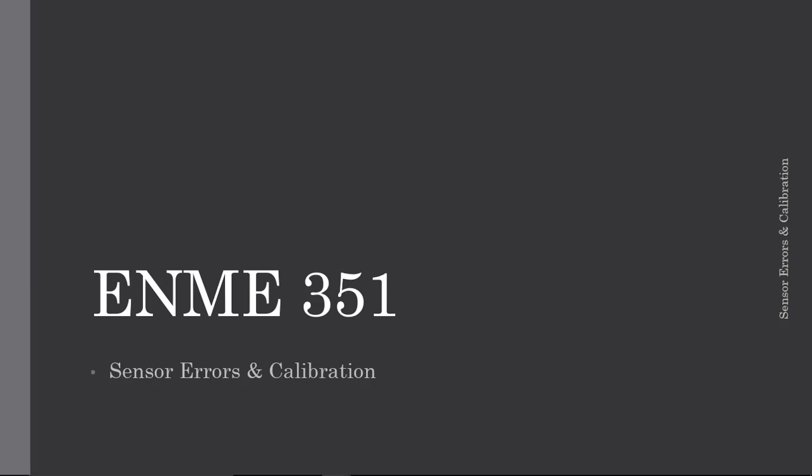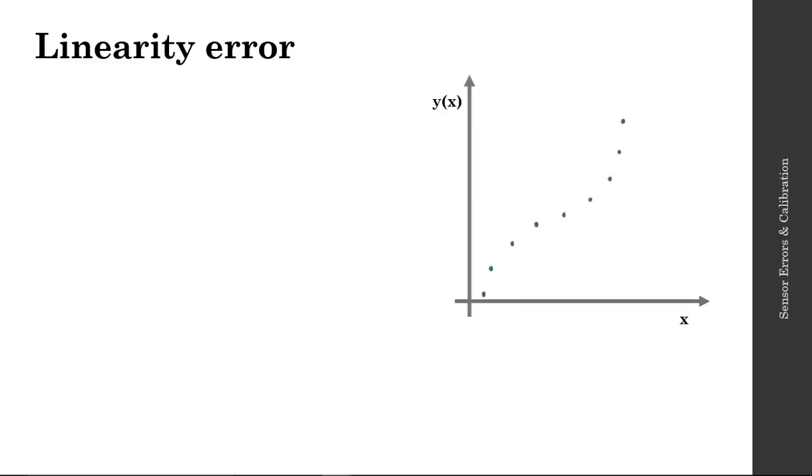Welcome to the third of our three-part installment on sensor errors and calibration. In this lesson, we'll explore various sensor errors. There are a number of types of errors that can affect your measurements for a mechatronic system, and the first one we'll look at here is the linearity error.